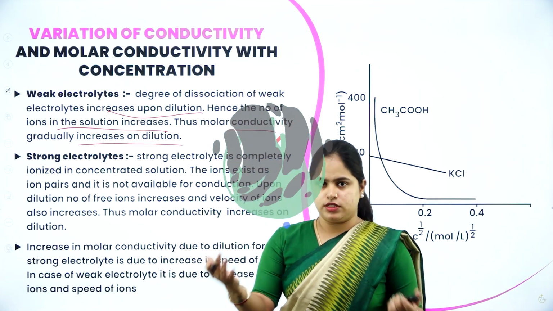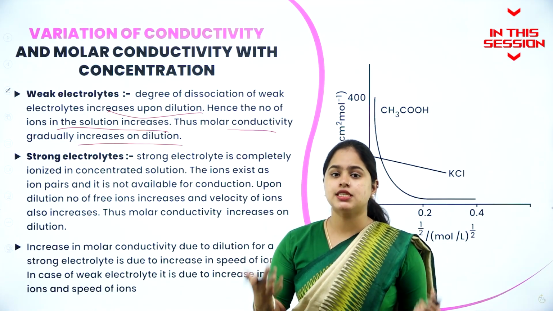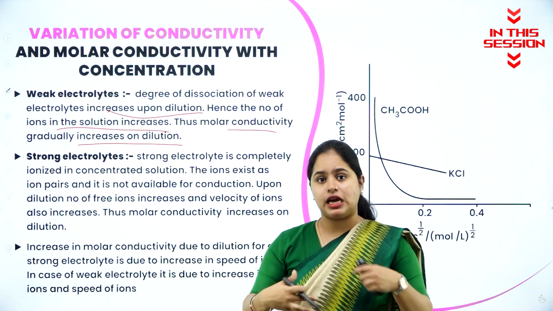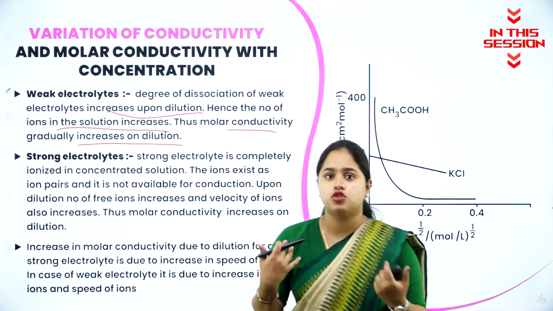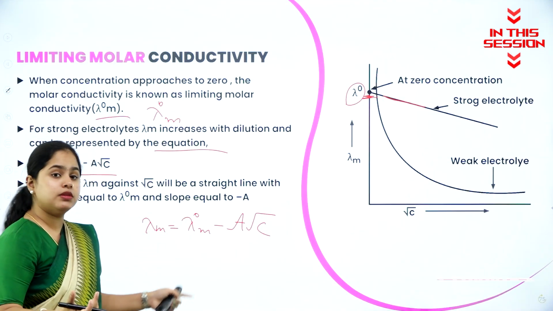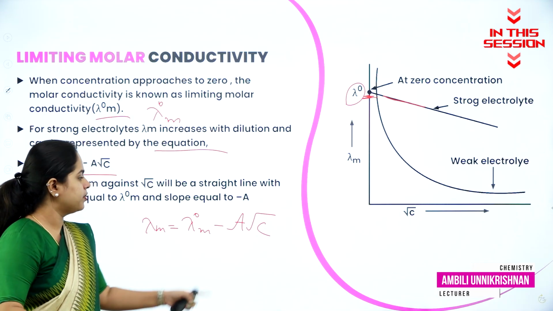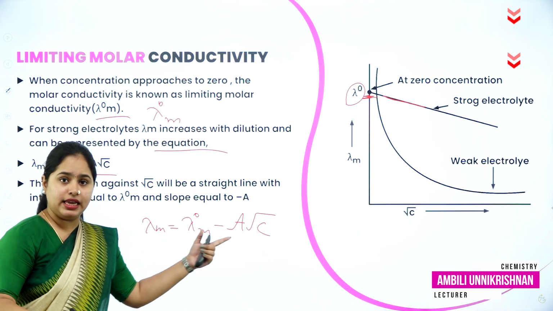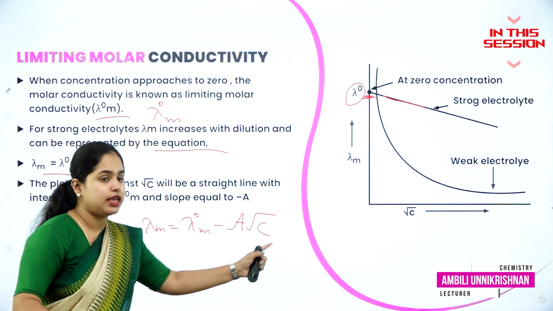The number of ions, the degree of dissociation increases, hence the number of ions available for conductivity is also increasing. Lambda naught m is the limiting molar conductivity. A and root C. A is a constant and root C. What is the C here?